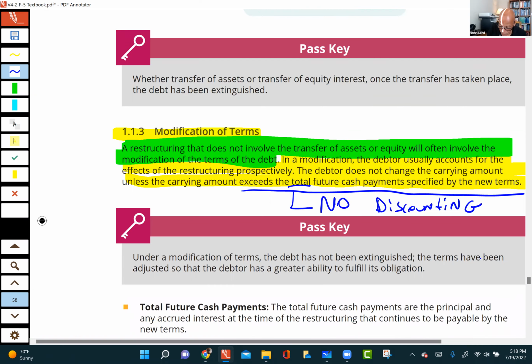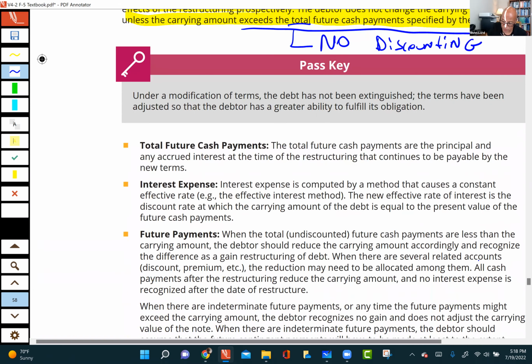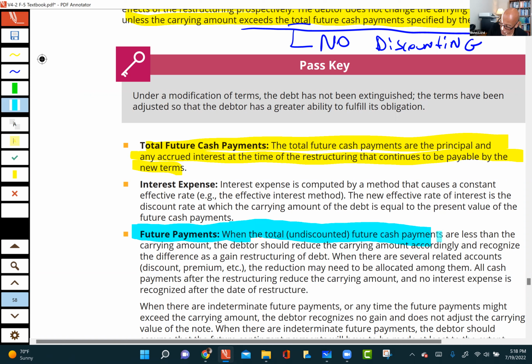Now, notice conversely, they come down here and they tell us that if the total future cash flows are both the principal and interest at the time restructuring continues to be payable for the new terms, and that's not what I wanted to highlight right here. Sorry, guys, I highlighted the wrong thing. Future payments, look at this. When total undiscounted future payments are less than the carrying amount, the debtor should reduce the carrying amount accordingly and recognize the difference as a gain.